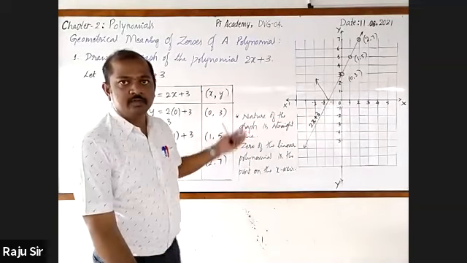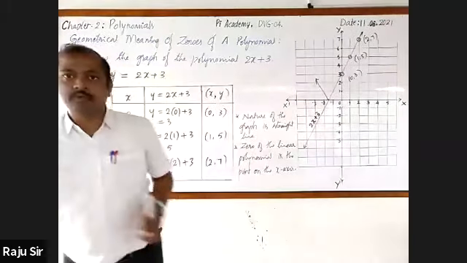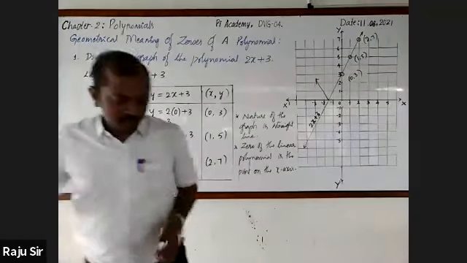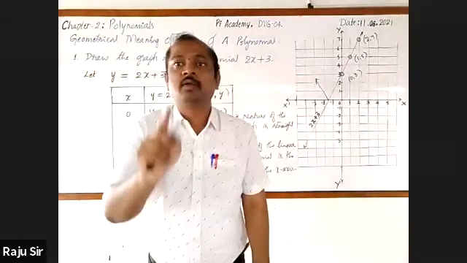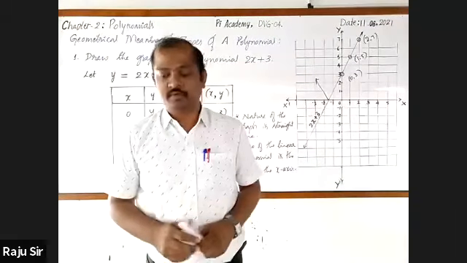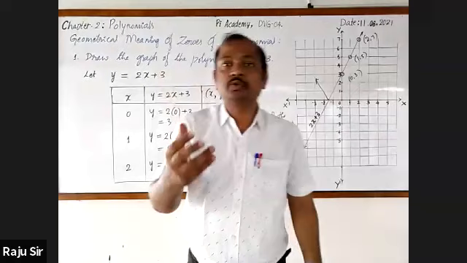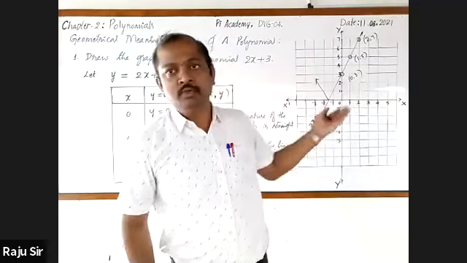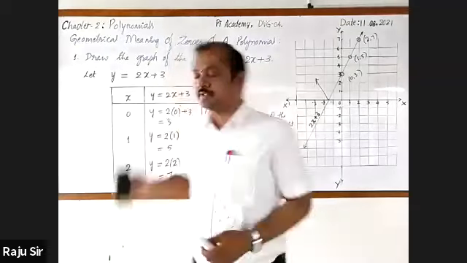Finished. Now I'm going to give you the next one. This time I'm going to take one quadratic polynomial. Let us come to know how to get the zeros of the quadratic polynomial using the graph. Right, second question.